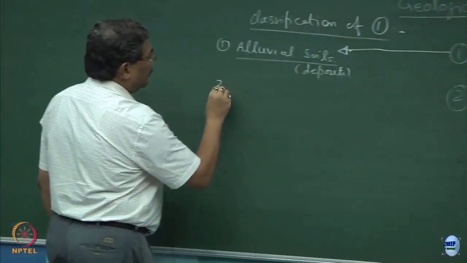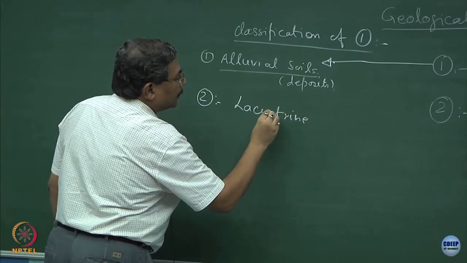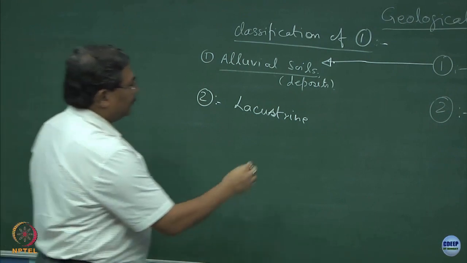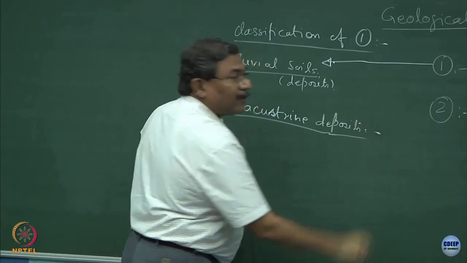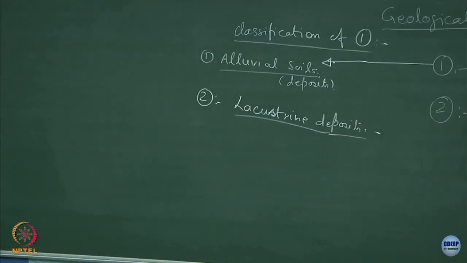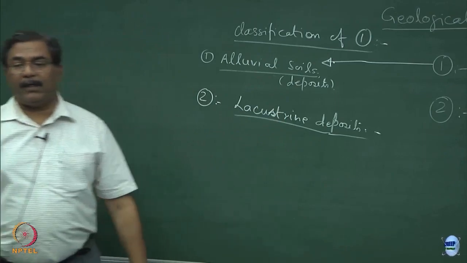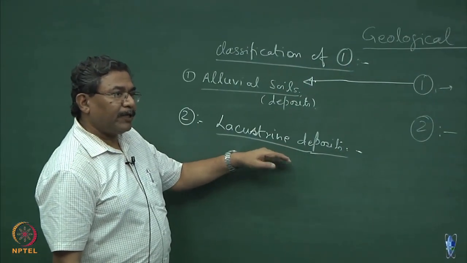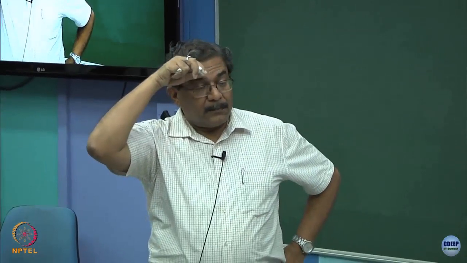The second one is lacustrine. Lacustrine deposits, check it in the dictionary. What is lacustrine? Basically, the term lac has come from lake. So, all these deposits are in the fresh water lakes. So, a lacustrine deposit of the soils is in fresh water lakes. Is this okay?